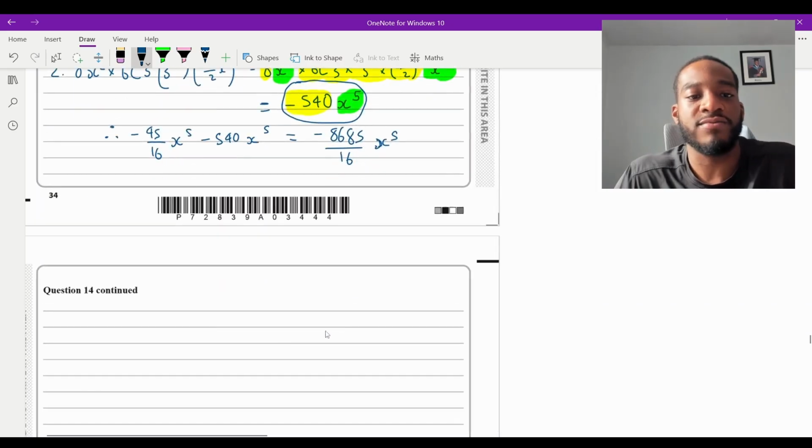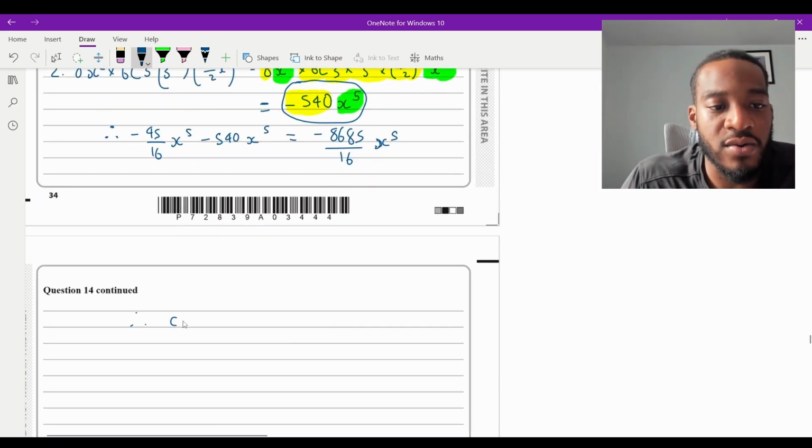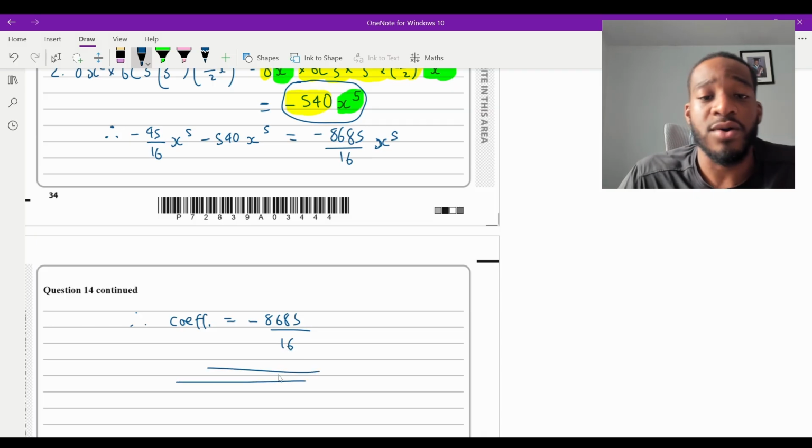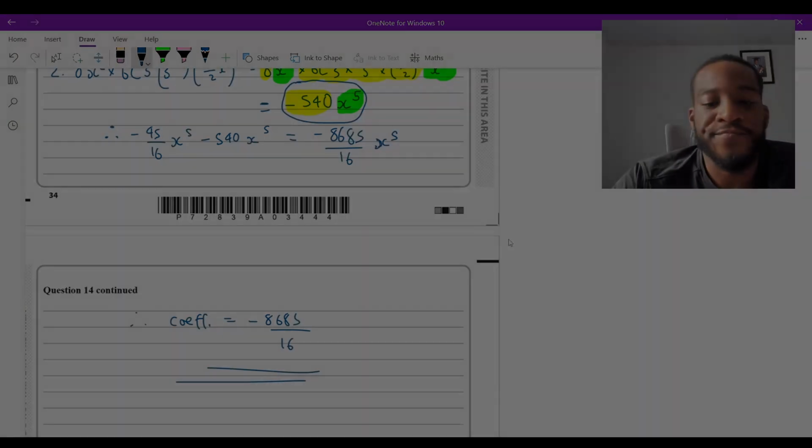So therefore the coefficient is equal to minus 8685 over 16. And that will be your answer, and that will give you the 5 marks.